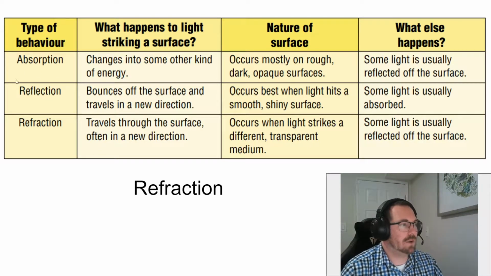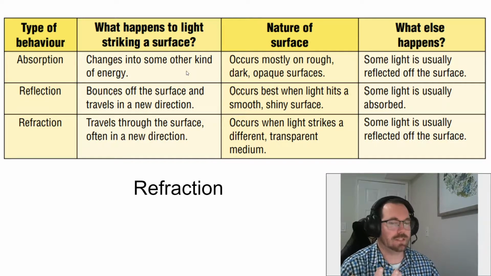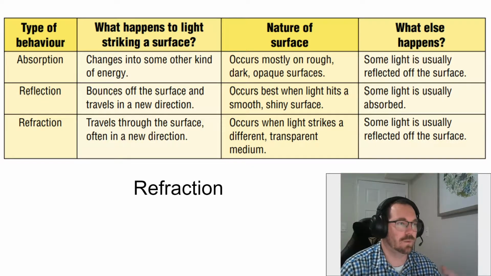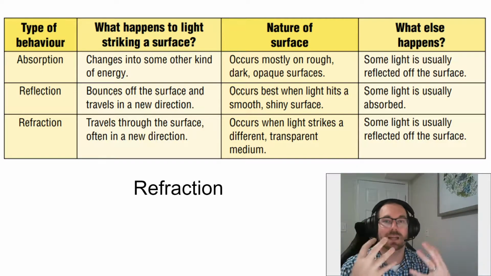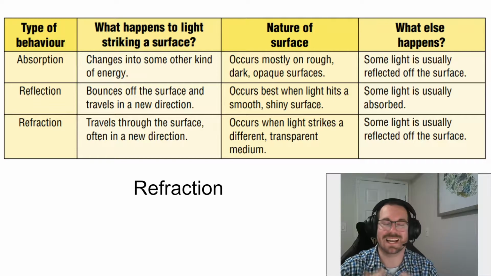So if we're talking about absorption, absorption is when it changes into some other kind of energy, usually thermal energy, for example. In other words, when light hits an object, it gets absorbed, which causes it to get very, very hot. We're going to talk about this a lot more when we're talking about how light works with colors. It's the same reason why a black car would get a lot hotter than a white car, because it's absorbing that light energy and releasing it as thermal energy.